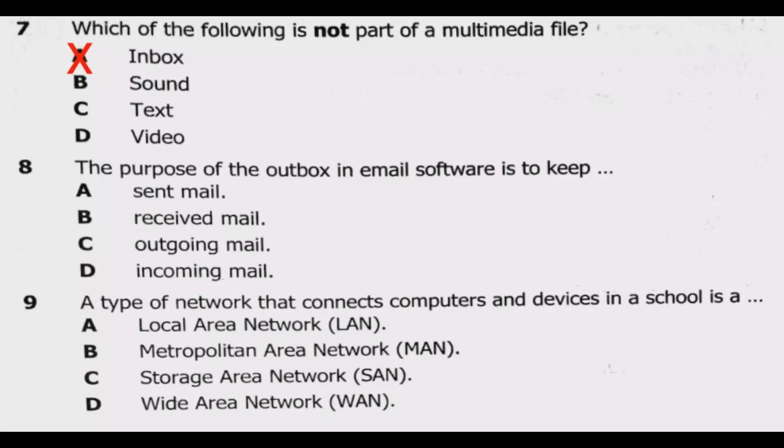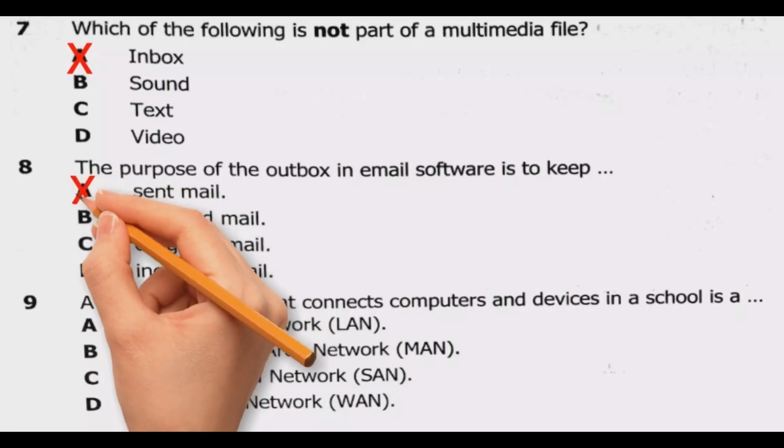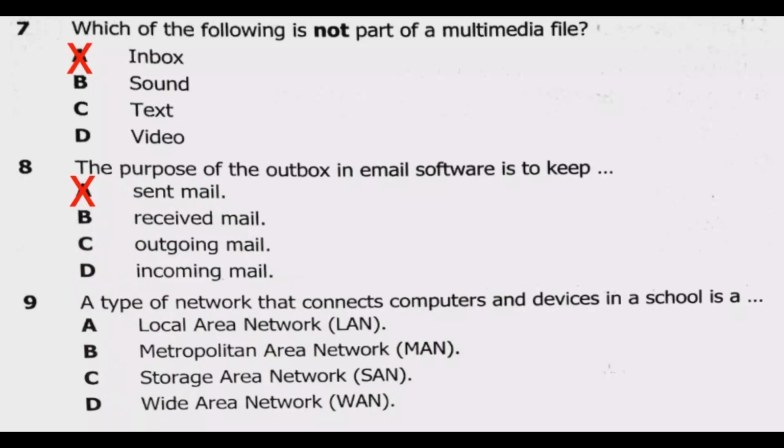The purpose of the outbox in email software is to keep A. Sent email, B. Received email, C. Outgoing email, D. Incoming email. The correct answer is A. Sent email. If you want to see the email that you have sent to a particular person or organization, all you need to do is go to the outbox.